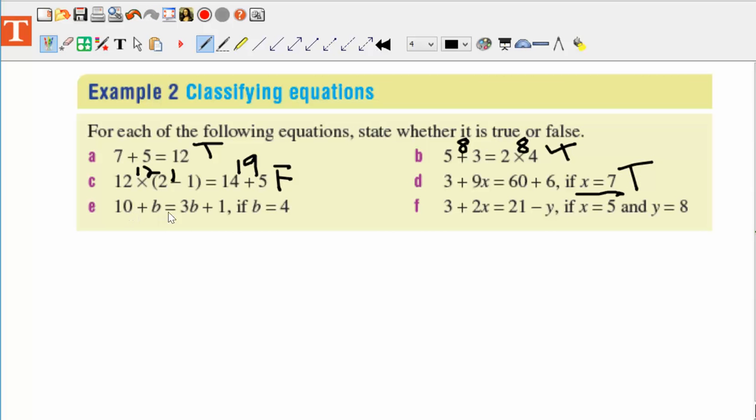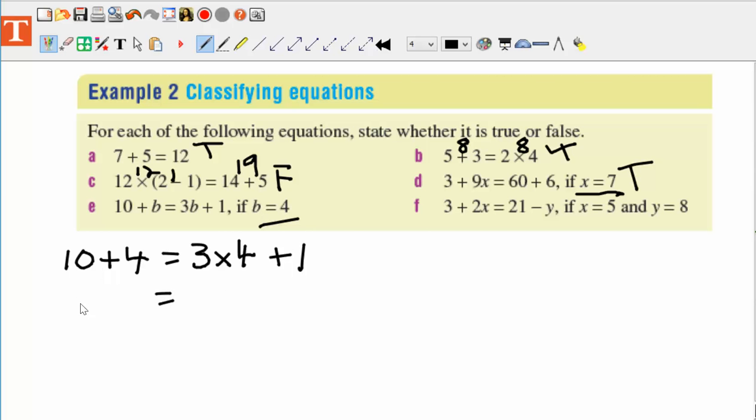Okay, 10 plus b equals 3b plus 1. So b equals 4, so we've got to substitute this in. So 10 plus 4 equals 3, remember there's a times happening between there, 3 times 4, it's no longer b, we're told what b is, 4, so instead of b we write 4, plus 1.